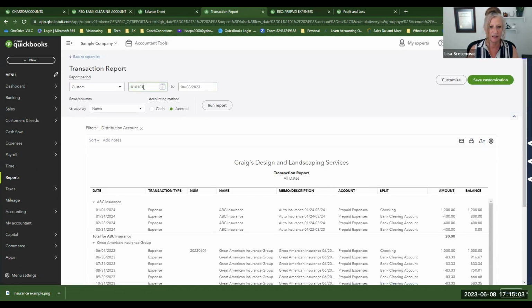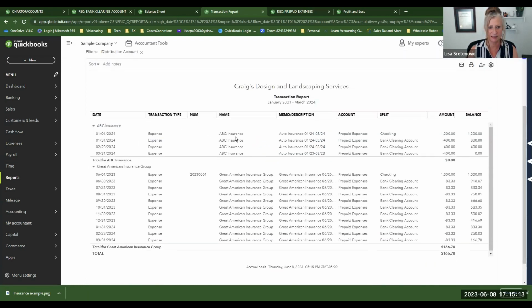Now if we look at a period of time until our closing period, 3/31/24, and run the report again, it looks like ABC Insurance is still 0. Look at that. What this means is that it is fully amortized. We made the prepayment in January of 2024, and according to our memo, it was only for January, February, and March of 2024, so we should expect that it is fully amortized by March of 2024.